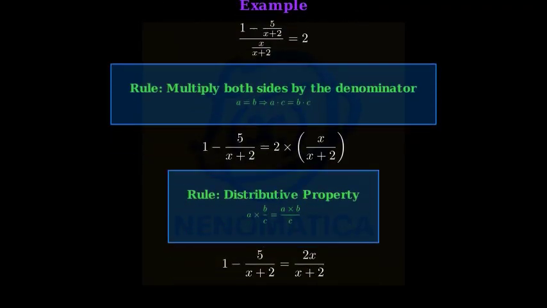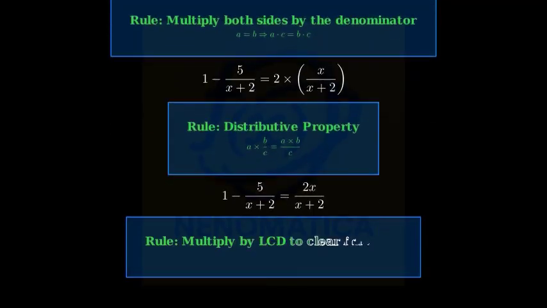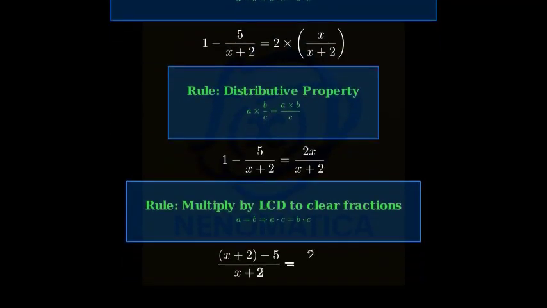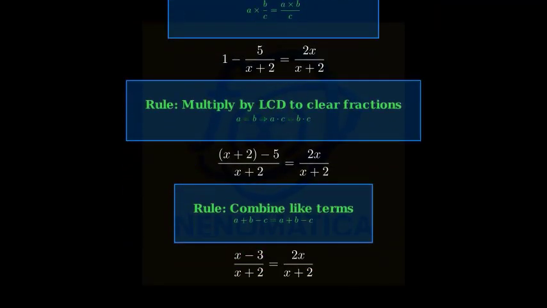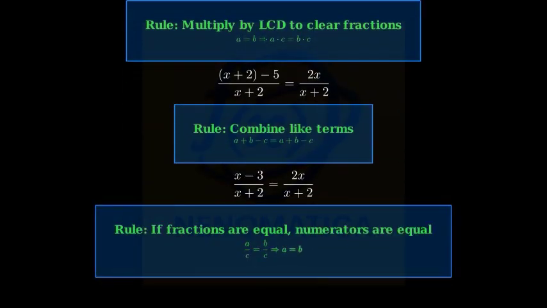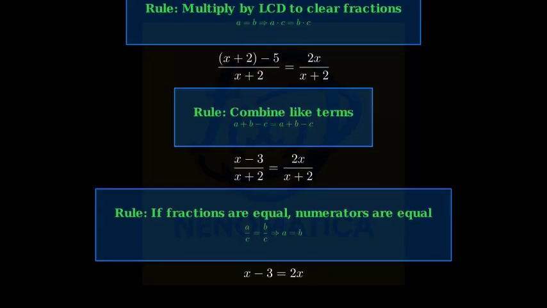To eliminate the fraction in the left side, we'll multiply both sides by x plus 2. This will clear the denominators and simplify our equation. Next, we'll simplify the numerator on the left side. x plus 2 minus 5 equals x minus 3. Since both sides of the equation have the same denominator, we can equate the numerators. So, x minus 3 equals 2x.